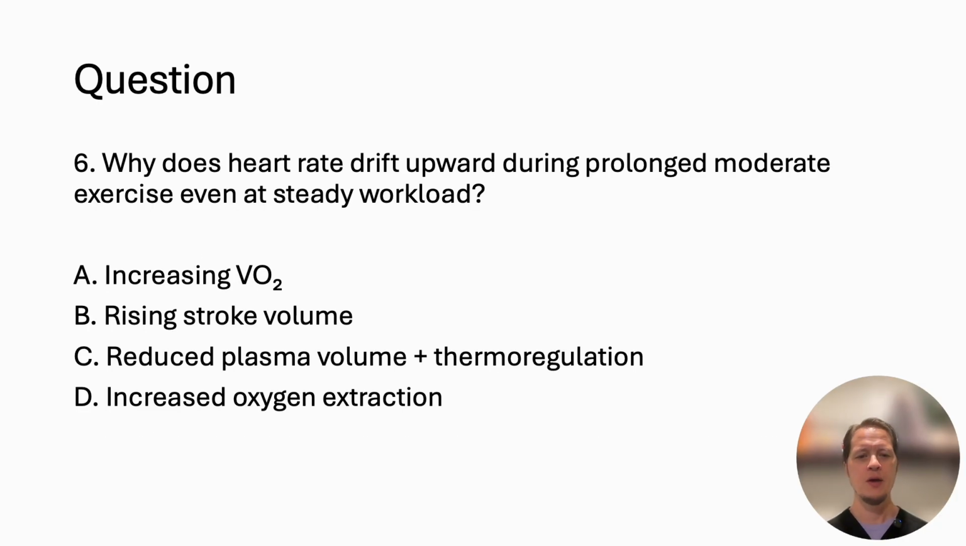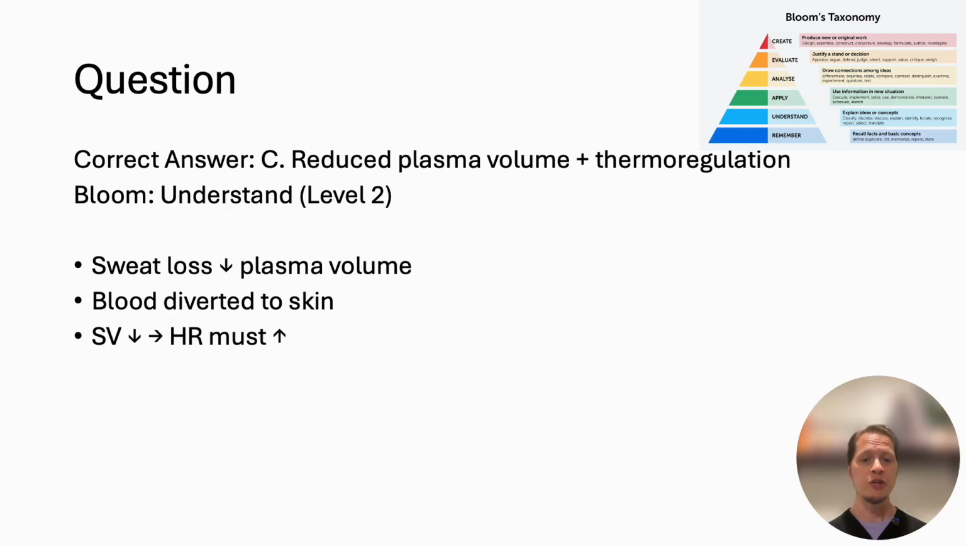Question 6. Why does heart rate drift upward during prolonged moderate exercise, even at a steady workload? And is it A, increasing VO2, B, rising stroke volume, C, reduced plasma volume plus thermoregulation, or D, increased oxygen extraction? This one might be a little tough. Answer is C, reduced plasma volume combined with thermoregulation.